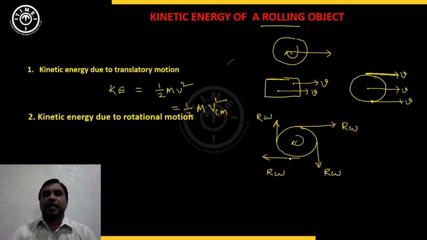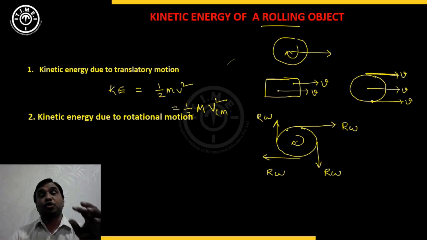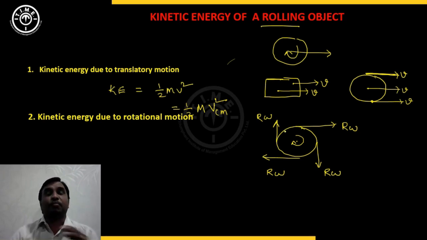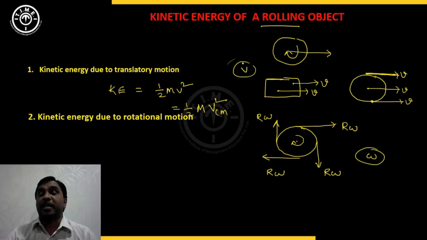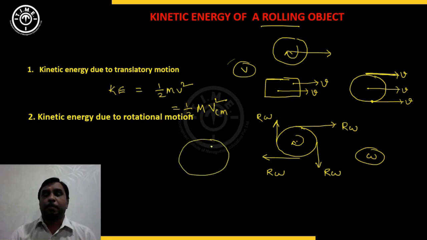Here the directions of the particles' velocities are different, but the magnitude of the velocity is the same if those particles are at the same distance from a fixed point. And in rotatory motion, each and every particle will have the same angular velocity. In translatory motion, they have the same linear velocity. In rotatory motion, they have the same angular velocity. Once the object is in rotatory motion, all the particles move in a circular path with the same angular velocity. Rolling is nothing but a combination of translatory motion and rotatory motion.